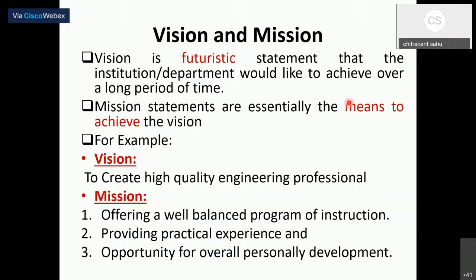Okay, and the mission can be about how we are going to achieve it: offering a well balanced program of instructions. So we have to offer a BTech in mechanical engineering to achieve the high quality engineering professionals, and then providing practical experience as well as providing opportunity for overall personality development. So this can be a mission of the department.